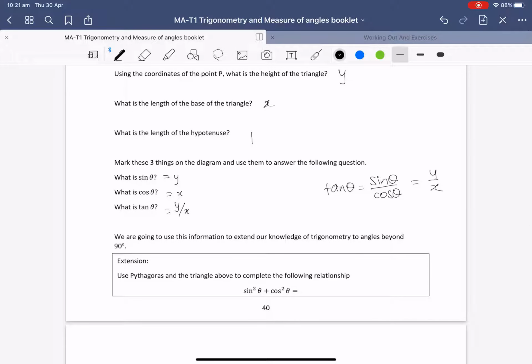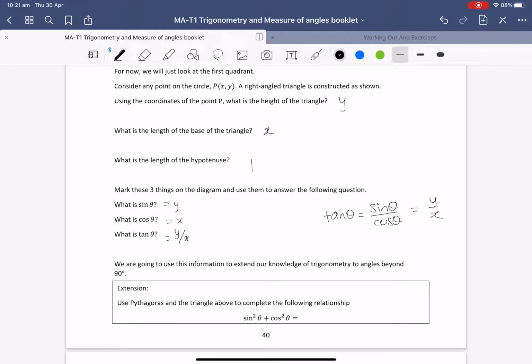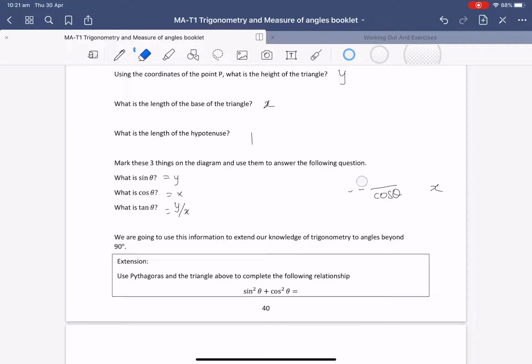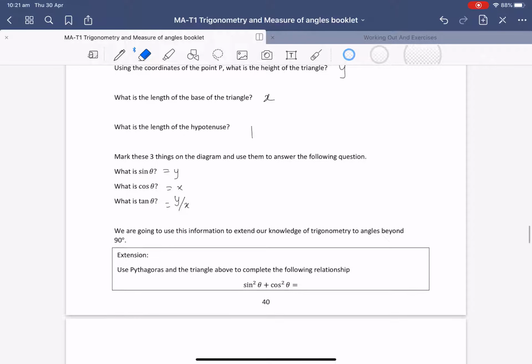Okay, we're going to use this information to extend our knowledge with angles beyond 90. It says extension, but it's not really extension. You need to know how to do this. So using Pythagoras' theorem, it's very similar to what we do when we find the equation of a circle when we derive it.